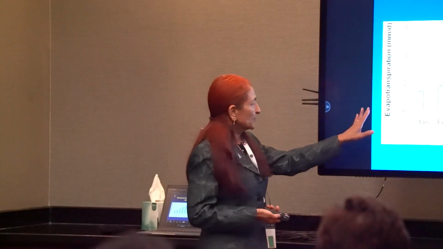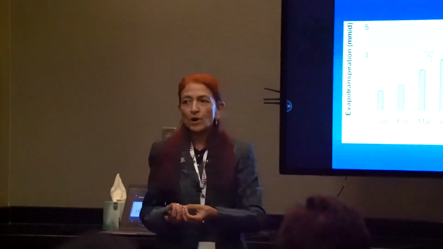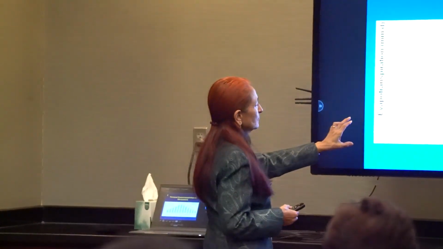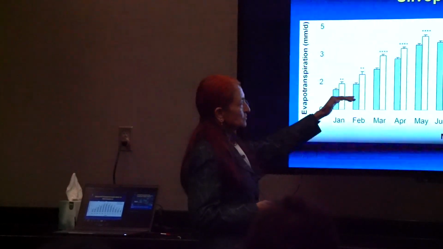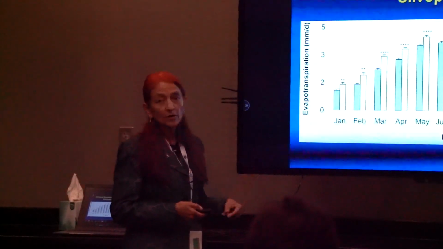And this is showing the evapotranspiration. So that is another way of losing water from the system. In here, this data shows evapotranspiration was reduced in the silvopasture system compared to the open pasture system in all months.